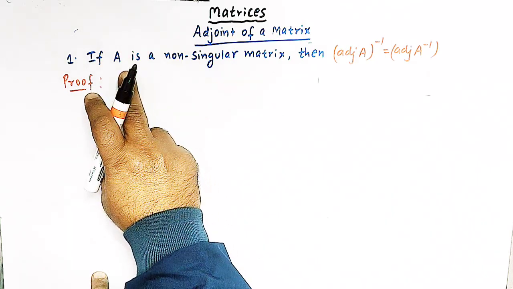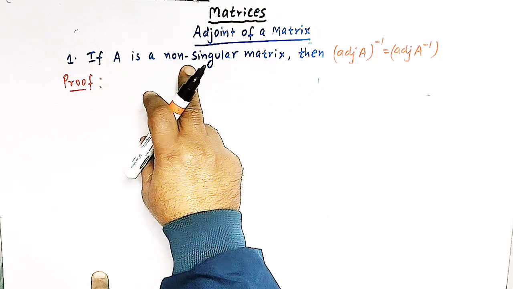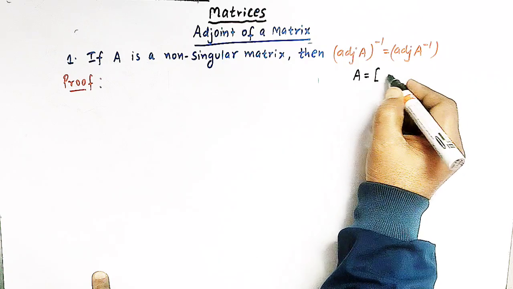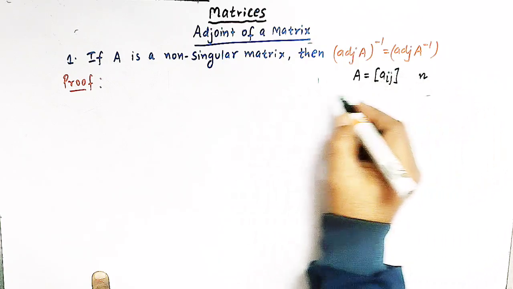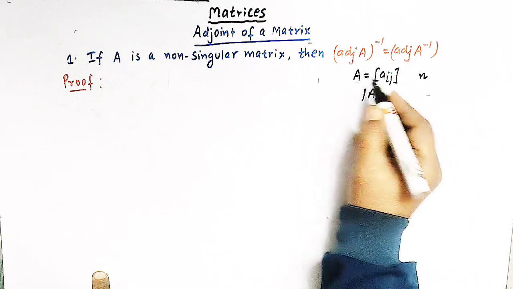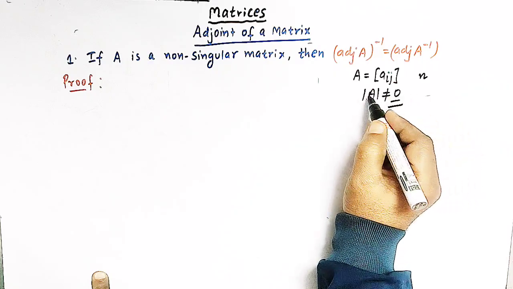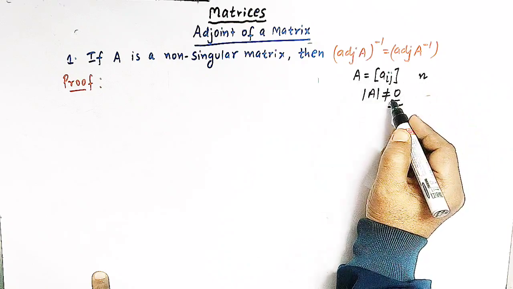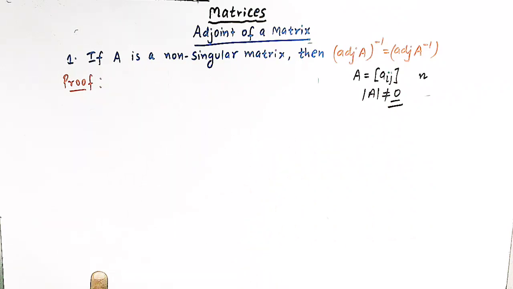So now let us quickly see the definition of a non-singular matrix. Here A is given as a non-singular matrix. A matrix A is said to be a non-singular matrix of order n if the determinant of the matrix A is not equal to 0. So whenever the determinant of a square matrix A of order n is non-zero, then the matrix A is said to be a non-singular matrix.